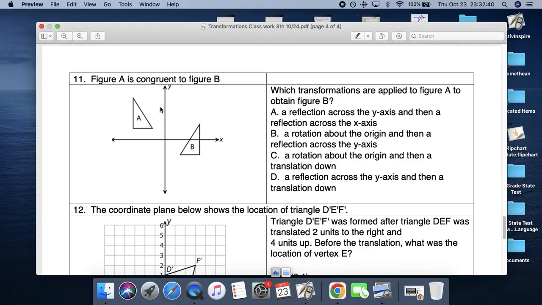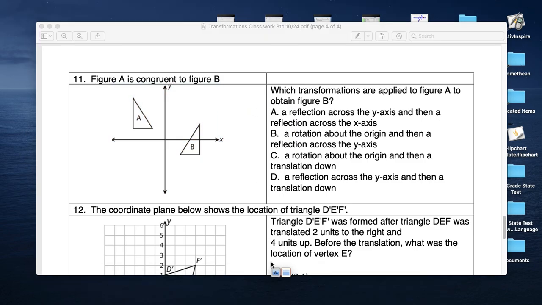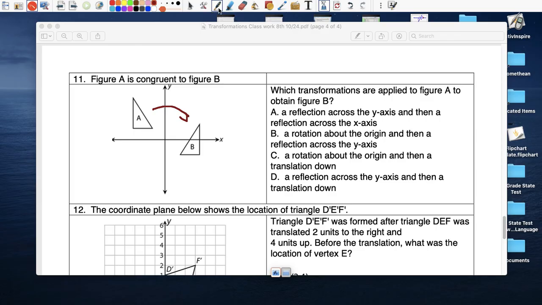11. Which transformation applied to figure A to obtain figure B? So how did A become B? Well, obviously, if you do a reflection, for example, if you do a reflection of this over the y-axis, it becomes like that, right? Let me do a better job. It becomes like this.